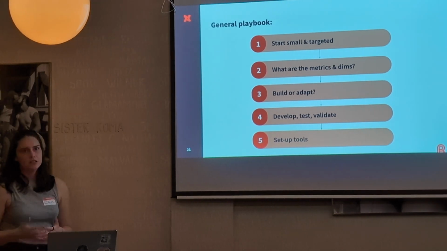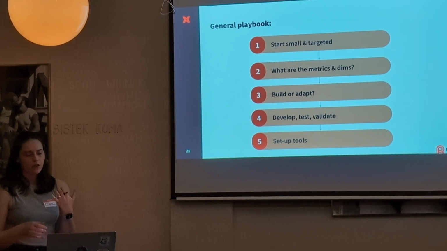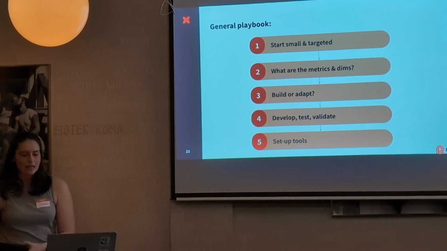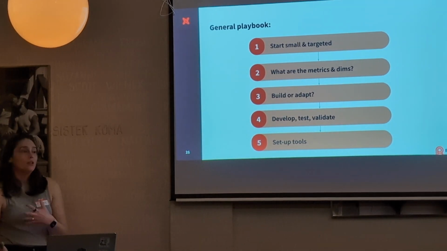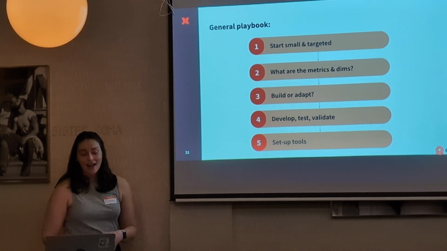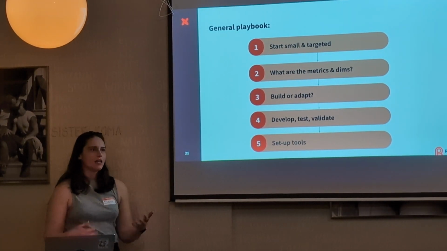All right, so if you take away nothing else from this talk, maybe just take away this. When you're building a semantic layer, start small and targeted. It's going to make your life easy. We'll go into detail: what are the metrics and the dims? This is kind of the backbone of what the semantic layer is. Do you want to build fresh tables, like these normalization tables, or can you adapt what you already have? The trade-offs between that.